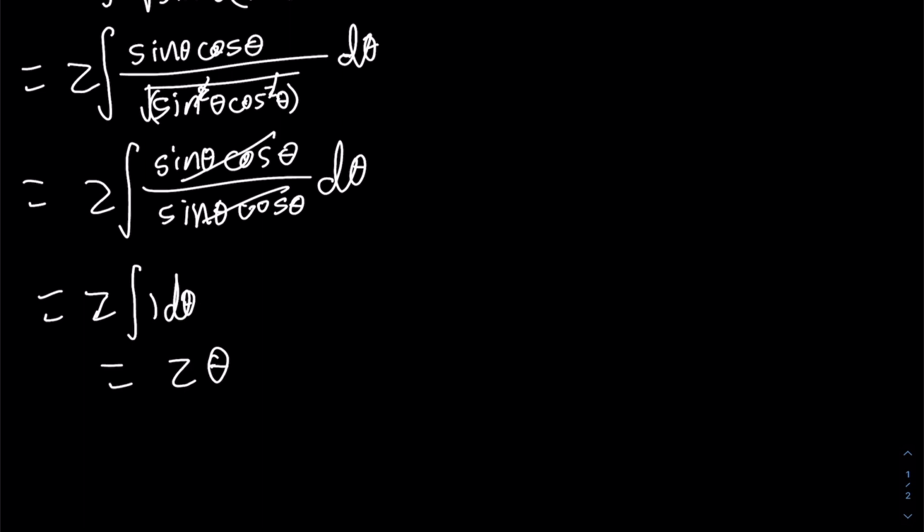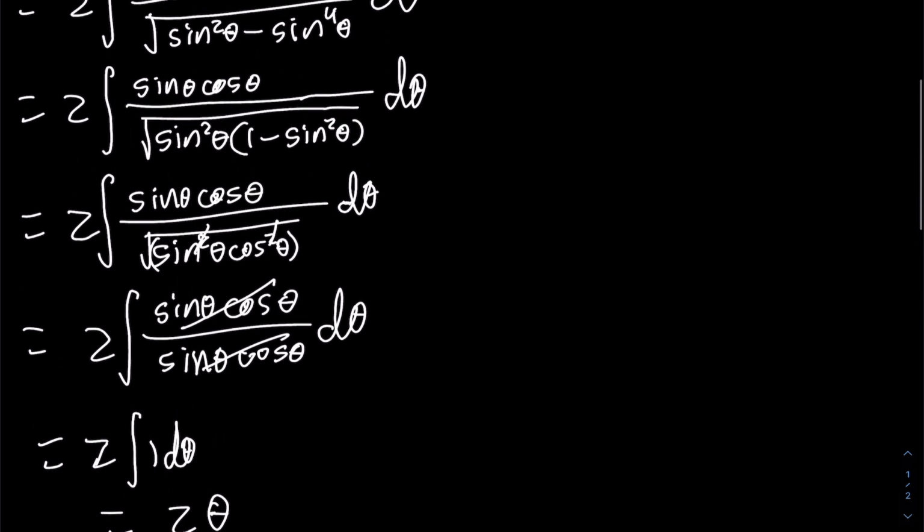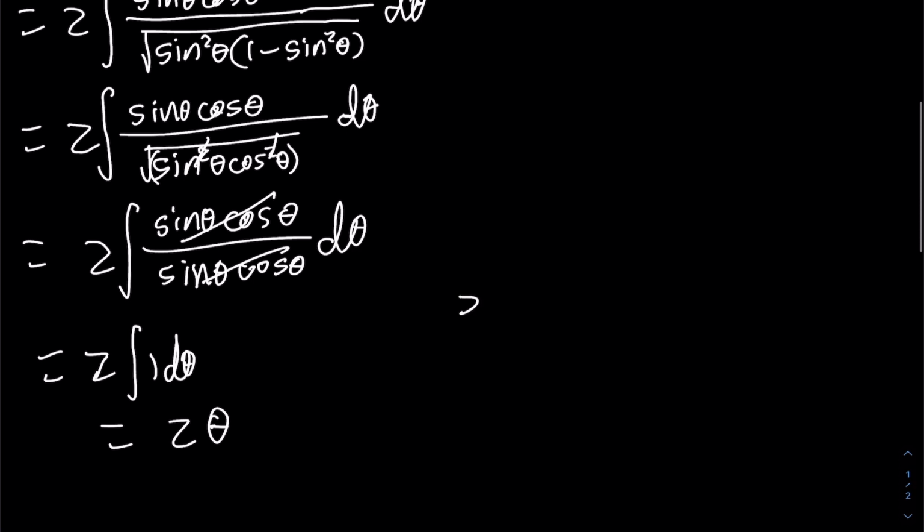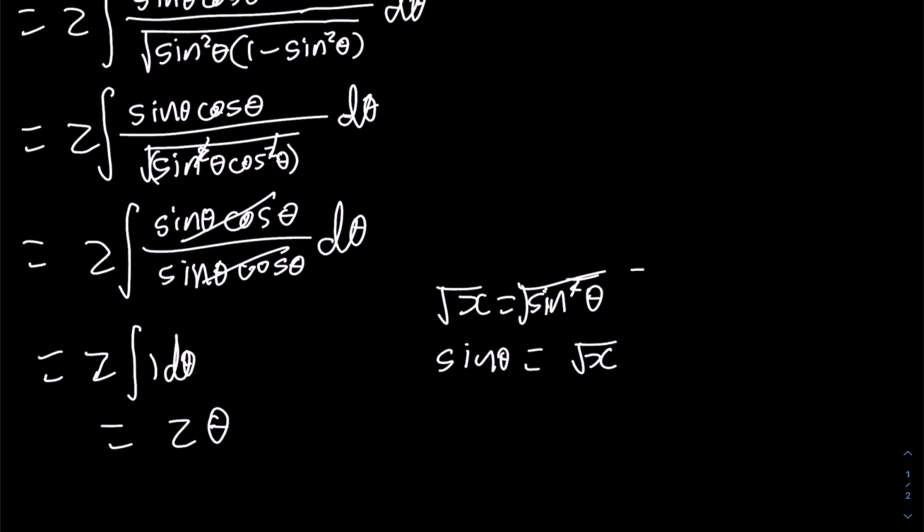However, we still need to get back to the x world. And how do we get back to the x world? Well, let's look at our original substitution. x is sine squared theta. So how do we isolate sine theta? Well, we take the square root on both sides, and we see that here sine theta is the square root of x. And we right now have in our expression 2 theta.